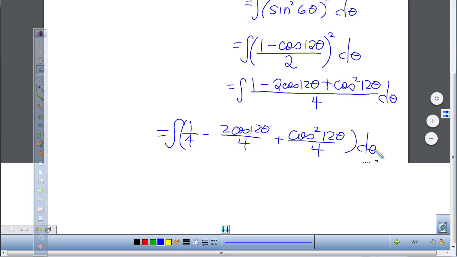Okay, and now we should be ready to integrate at least the first two parts, right? The integral of 1/4 d theta is just going to be what? 1/4 theta. Okay, very good. And then here we've got 1/2 cosine 12 theta. That's going to be what?